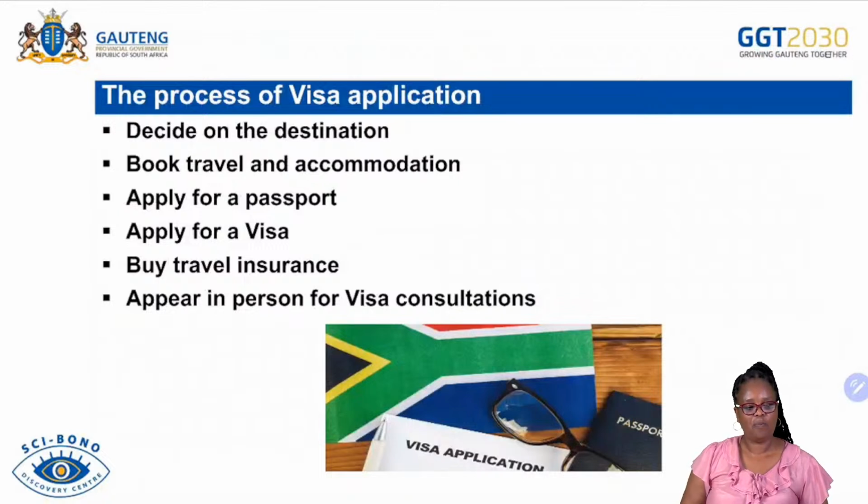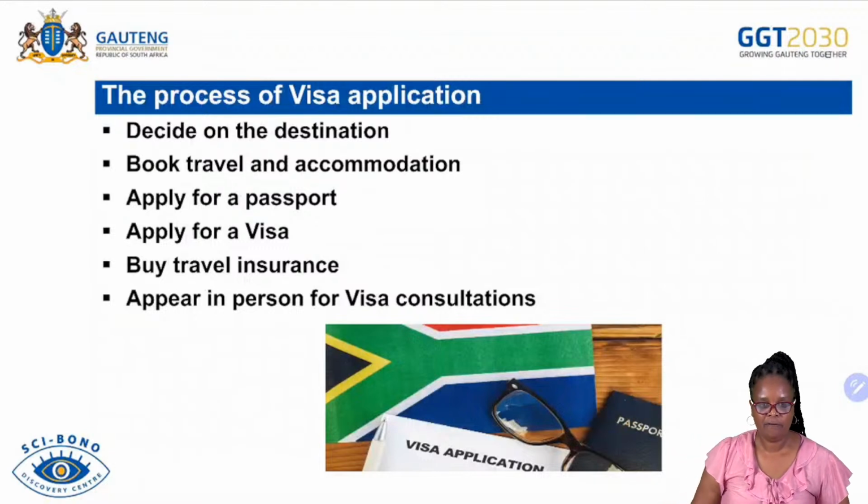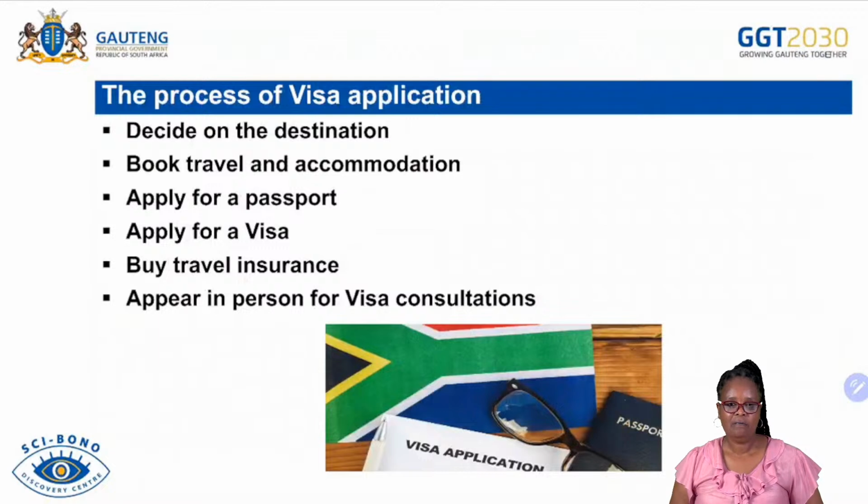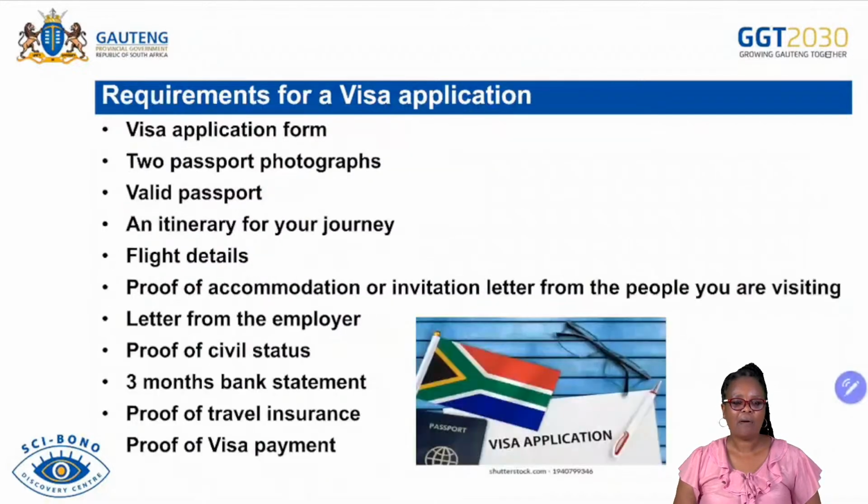You need also to buy travel insurance. You must have travel insurance. You must be protected. You must be safe where you are going. Because some countries, they don't want you to come and put pressure on their health facilities, on their health services. And for visa, you need to appear in person when you're applying for it.